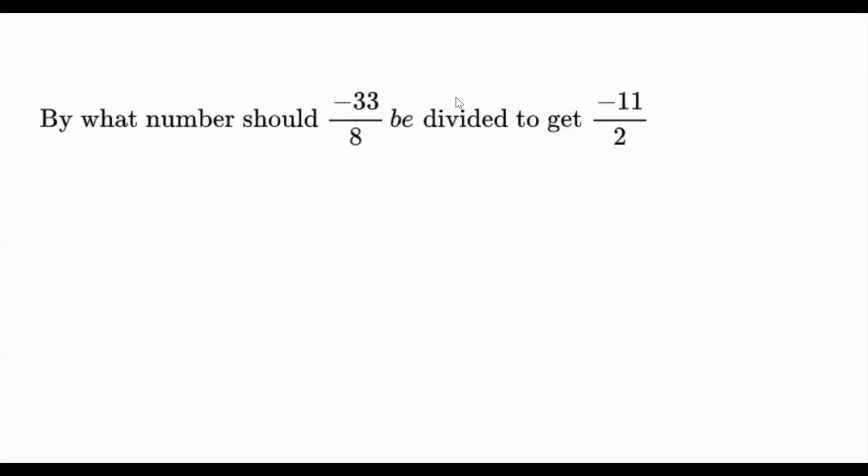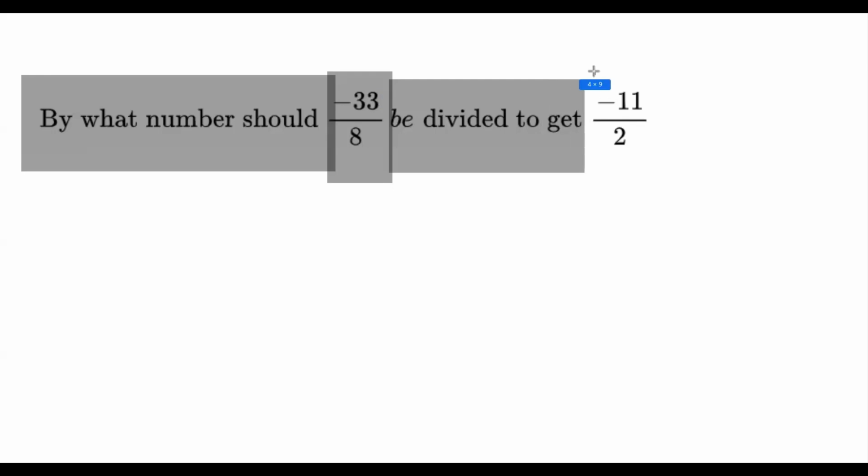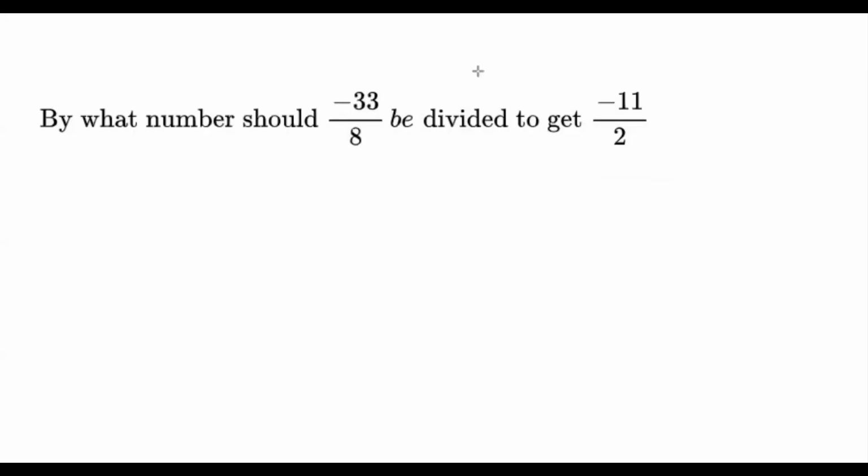Now this one is important. It says by what number should this be divided to get negative 11 over 2. Same as the previous case, here also we are going to take negative 33 by 8, divided by a number, say x. So the resultant number is 11 over 2.